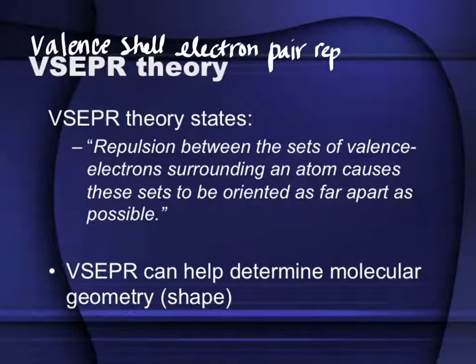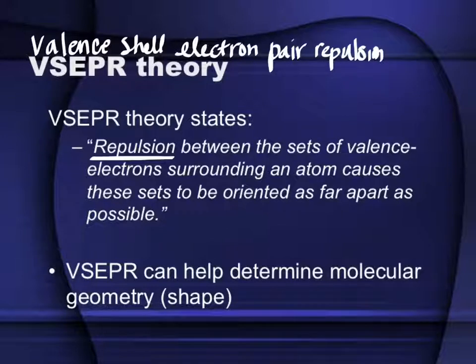So these are the electrons which are in our valence shell, our outer shell. And they repulse each other. So what does repulse mean? If something repulses you, it pushes you away. Okay? So what VSEPR does is put repulsion in that outer area.